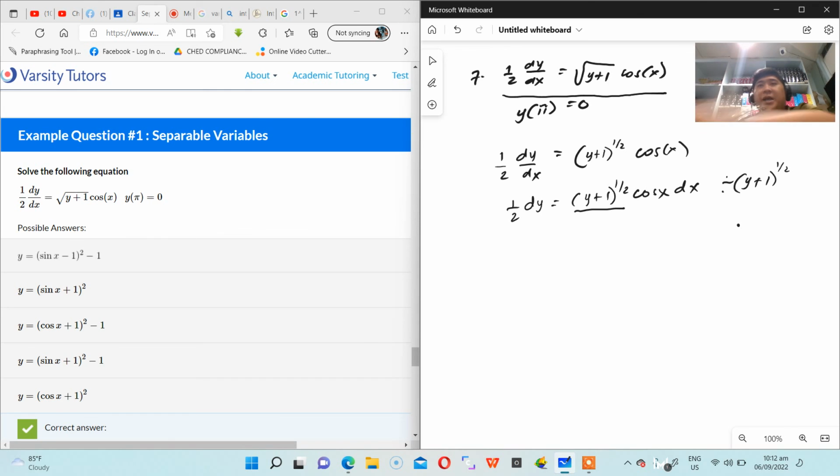Pwede rin na siya. Pareha lang man na. So, para lang di siya confusing pag mag-integrate, pakapaningot man ng integral of square root. Okay? So, pareha ra din na siya ani.